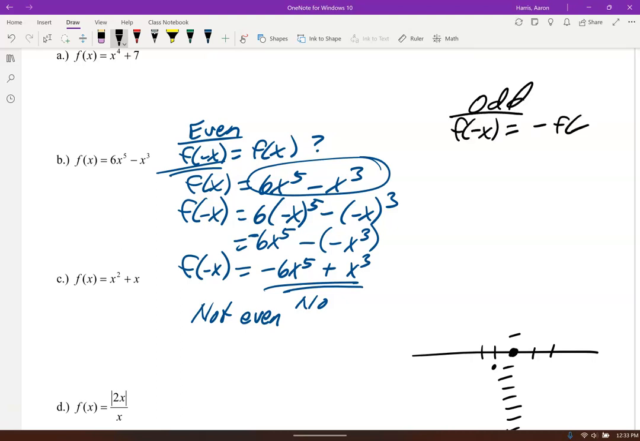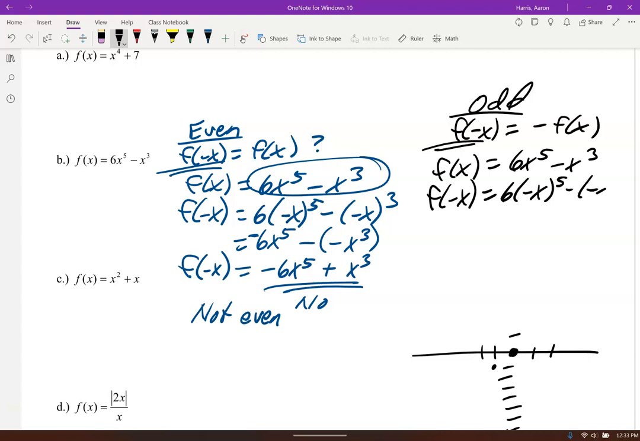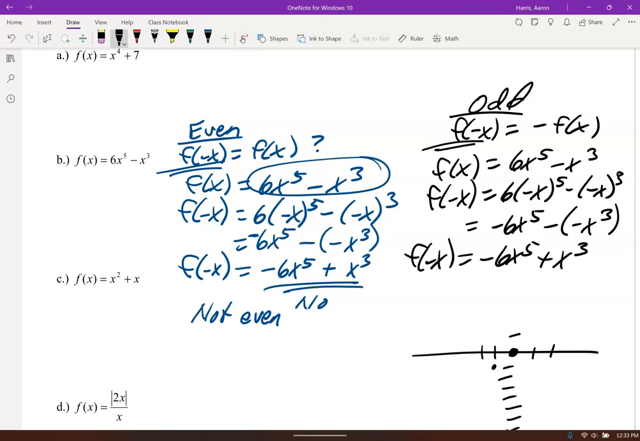Well, if it's odd, we've got to get negative f of x, right? So again, we're doing the same thing. We start with the original, 6x to the 5th minus x to the 3rd. I plug in a negative x to see what I get. And if it's odd, I should get negative the original. I should get negative the original.